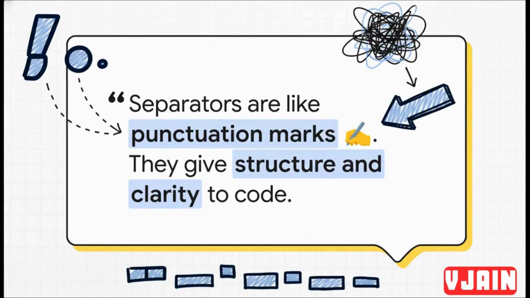I mean, imagine trying to read a book with no periods or commas. It'd be a disaster, right? You wouldn't know where one thought ends and the next one begins. That's exactly what separators do for Python. They provide clarity and structure so everything doesn't just turn into a big mess.